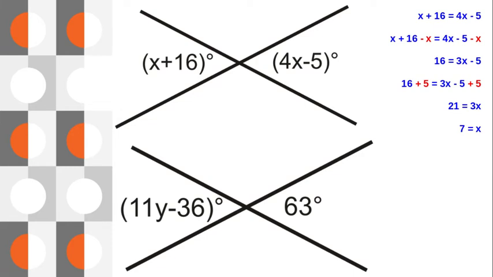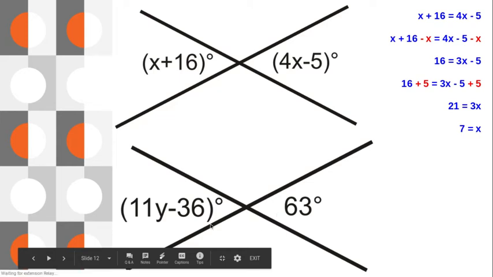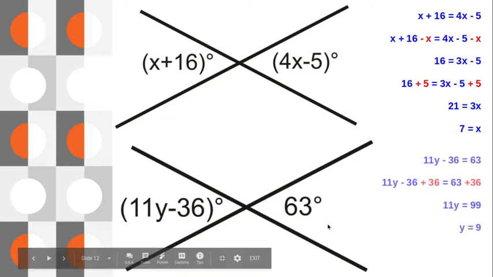In our second example, again, notice that you have vertical angles because they're opposite of each other when the two lines cross. That means that this angle of 11y minus 36 is equal to 63 degrees. Then we're just doing the algebra, adding 36 to both sides, getting 11y equals 99, and thus y equals 9.